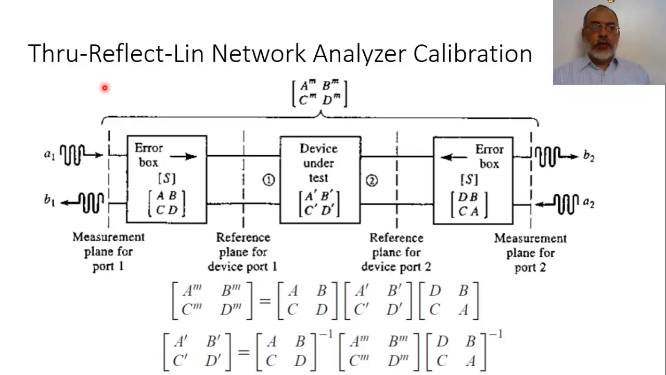As an application for signal flow graph, we are going to represent the Thru-Reflect-Line network analyzer calibration. In a previous video, we have discussed the basic theory of the vector network analyzer, and we said that inside the vector network analyzer, there is a 4-port reflectometer, which is used to calculate the reflected and the transmitted signals of a general 2-port network.